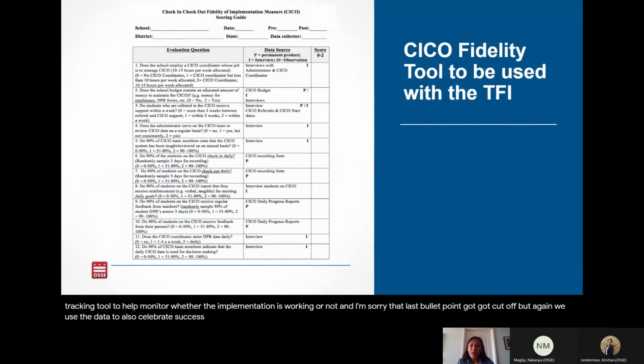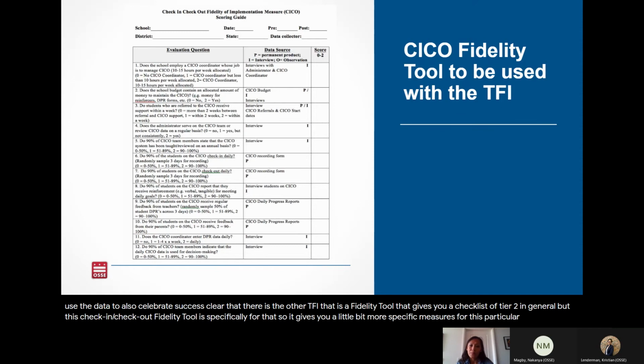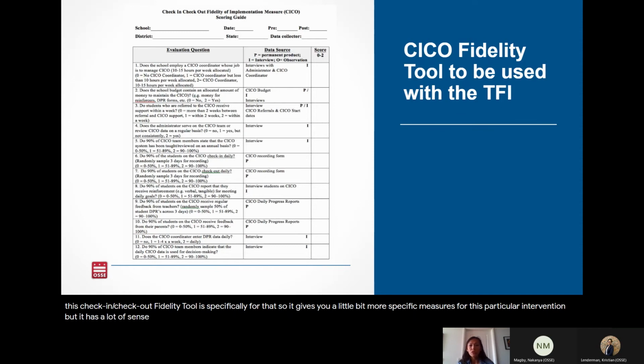We mentioned earlier that we have the TFI, a fidelity tool that gives you a checklist of tier 2 in general, but this check in, check out fidelity tool is specifically for that. So it gives you a little bit more specific measures for this particular intervention, but it has some similar language in terms of the systems that are aligned to the TFI.